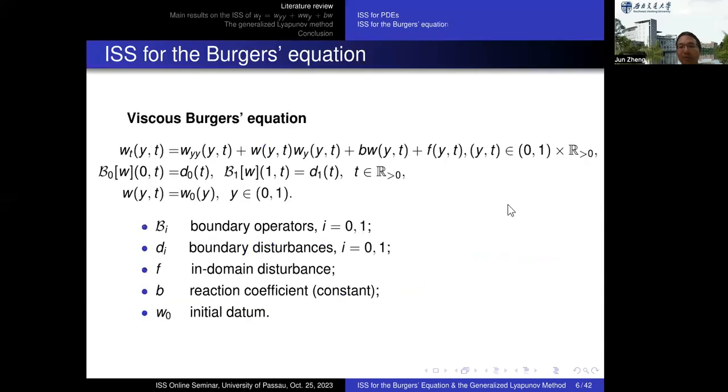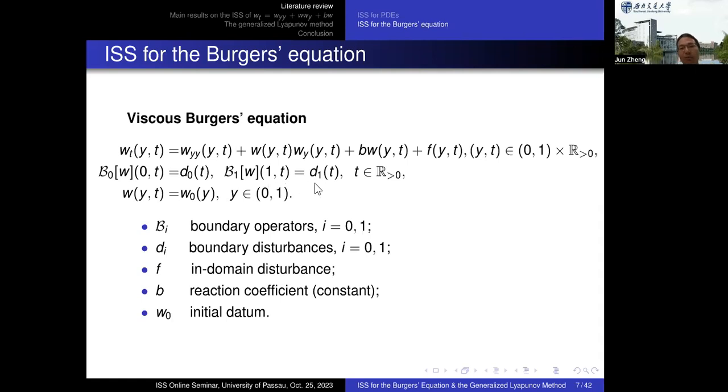So let's look at the results on the Burgers equation. We take this viscous Burgers equation as an example. Here f represents in-domain disturbance, d0 and d1 represent boundary disturbances, and B0 and B1 represent boundary operators.